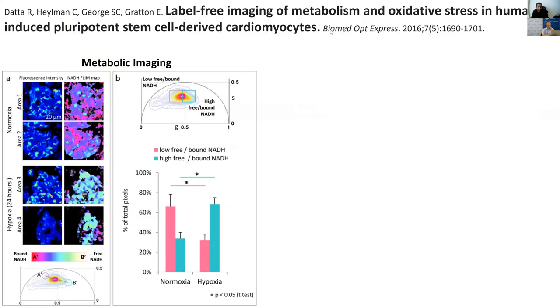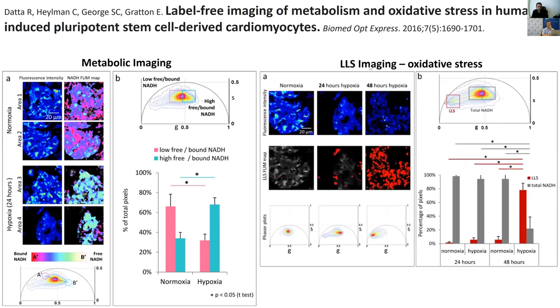Now, in terms of oxidative stress in human pluripotent stem cells, this is normoxia and this is hypoxia going along the way. And as you can see, there's a change here. So this is just the NADH. I don't have time to go into it. But in terms of oxidative stress, you start seeing that with more and more hypoxia, more and more of this LLS species is present. You can see it in the phasor plot, and you can see the quantification. But of course, this is sort of a broad quantification.